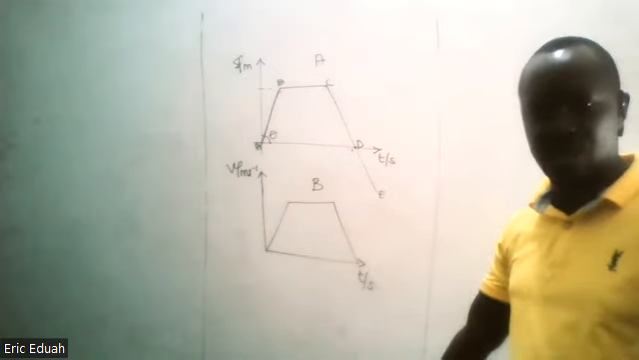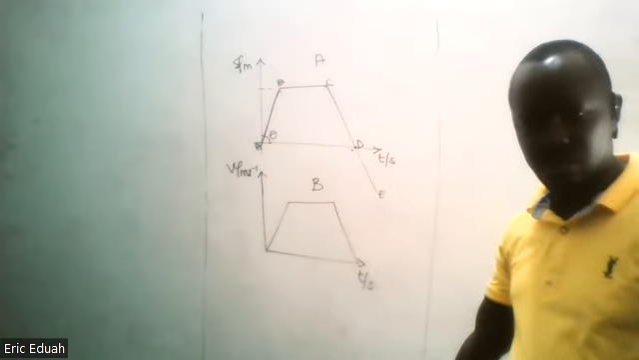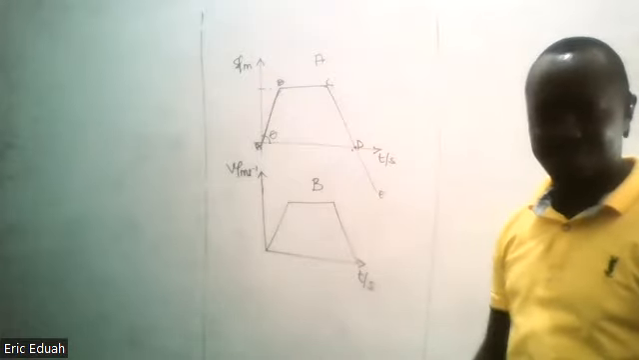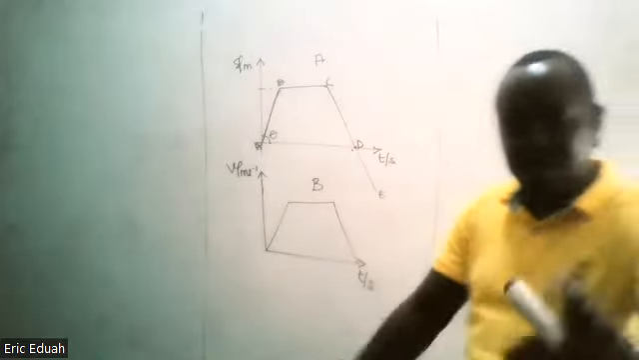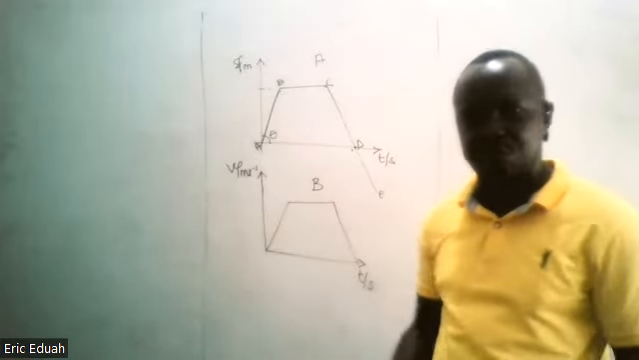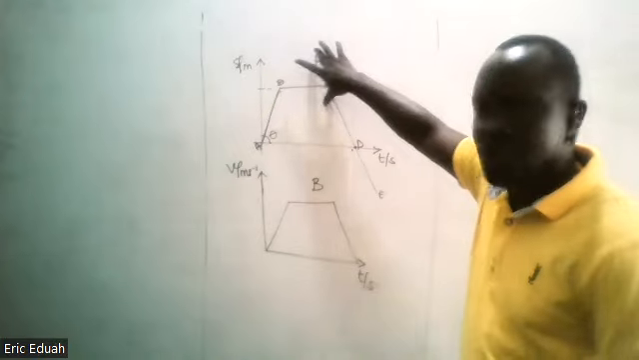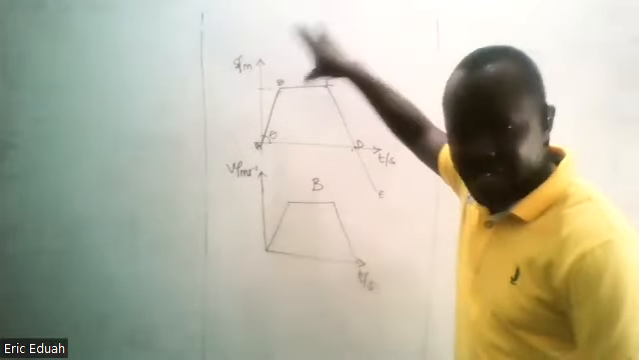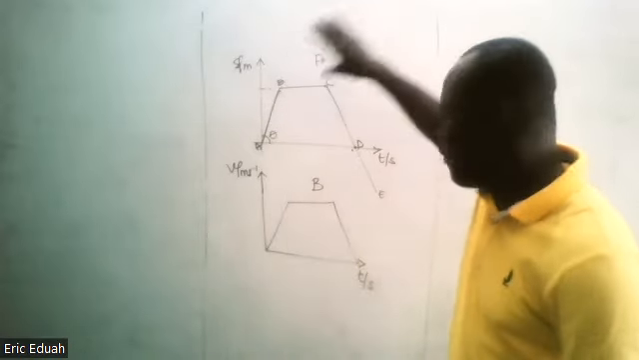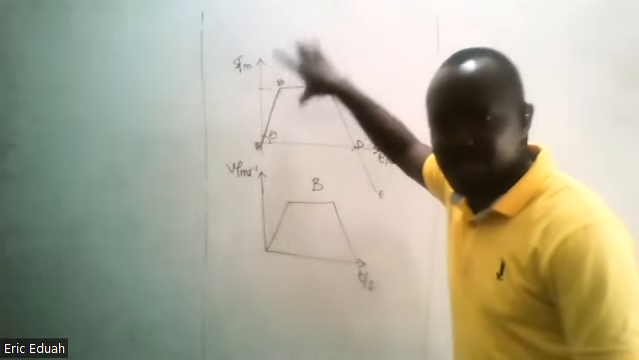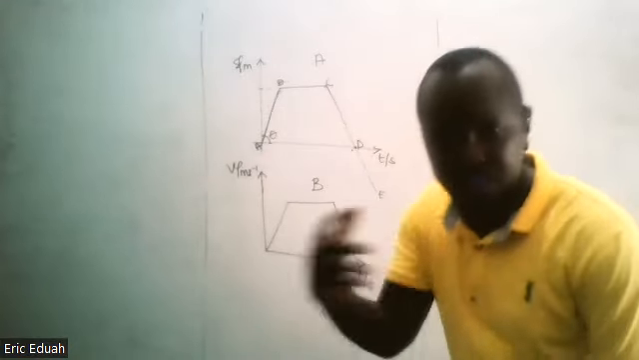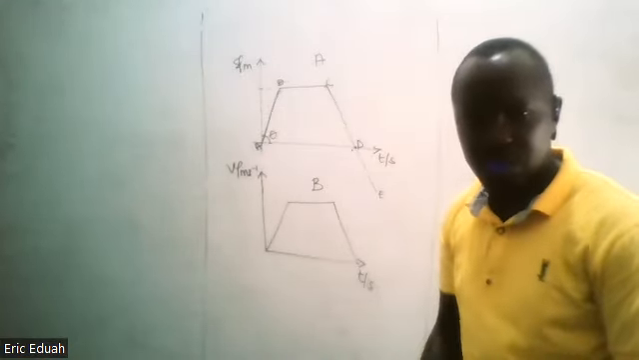So that's it. Any question? No question. Let's move on to the second graph. But you see, whenever you are given a graph to describe, the first thing you have to look out for is what kind of graph this is. Is it a displacement time graph or velocity time graph? It being either of these would inform your description.